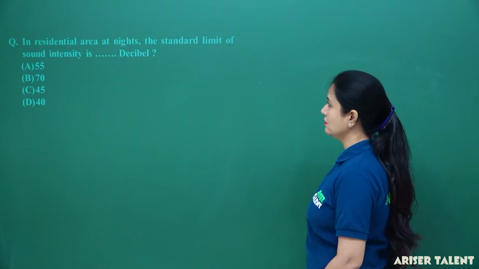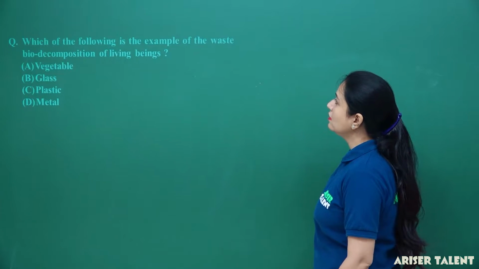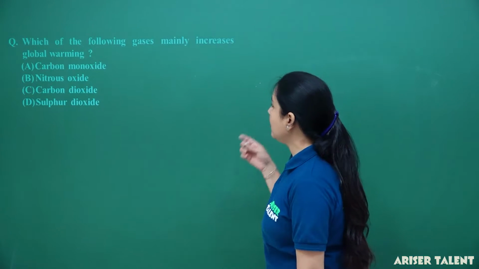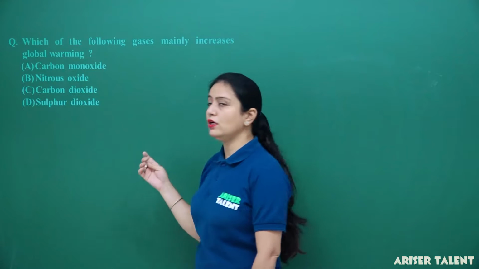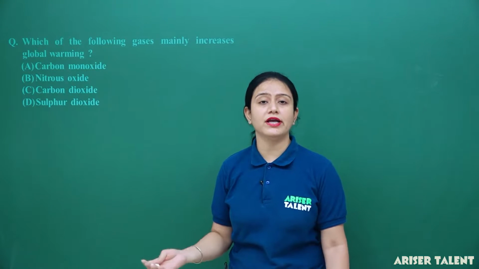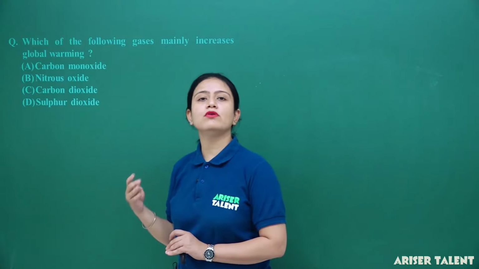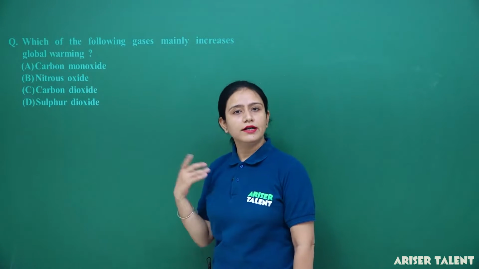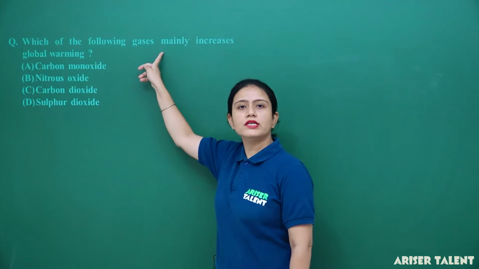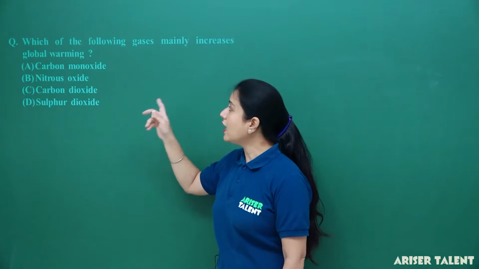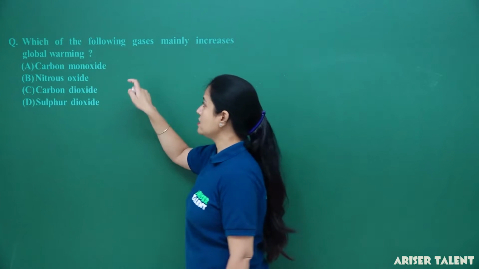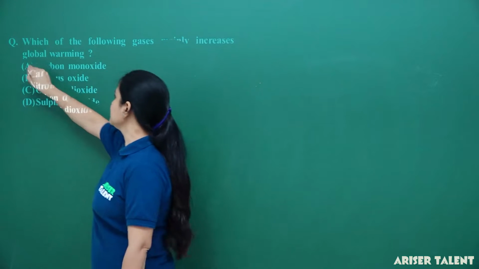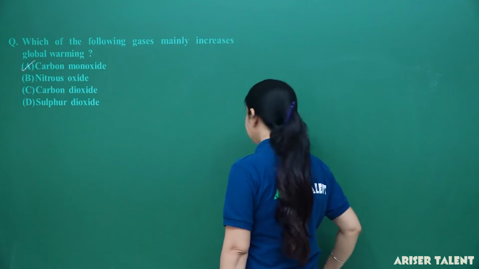Next is, which of the following gases mainly increases global warming? We all know that generally global warming is caused when the amount of carbon dioxide increases in the atmosphere. It increases the temperature of the earth, and this process is known as global warming. So we can say that the gas which can increase global warming is carbon dioxide. This is the most abundant gas.